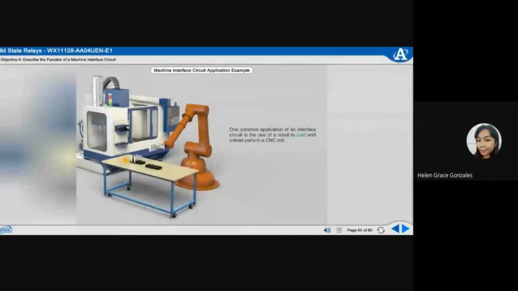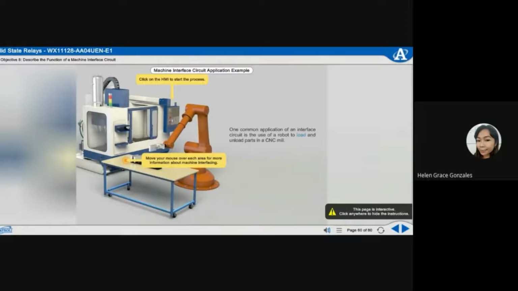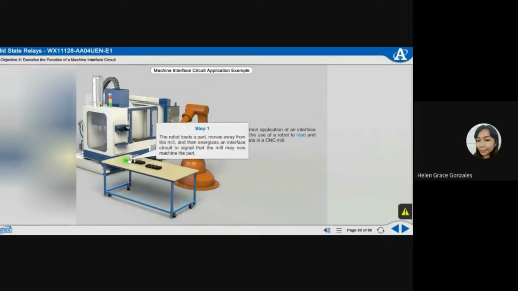One common application of an interface circuit is the use of a robot to load and unload parts in a CNC mill. Step 1. The robot loads a part, moves away from the mill, and then energizes an interface circuit to signal that the mill may now machine the part.